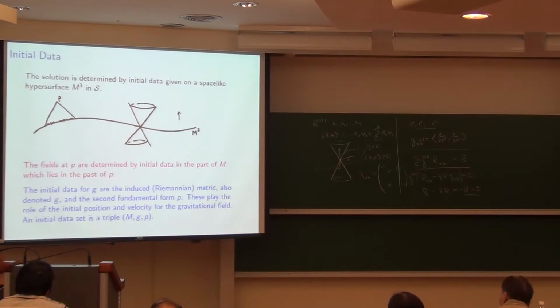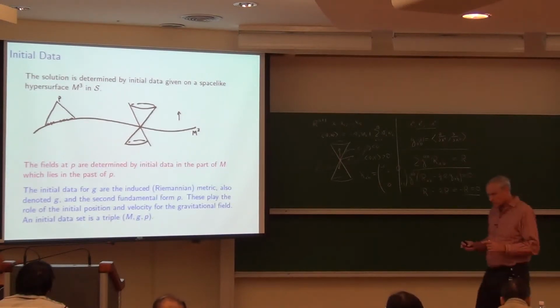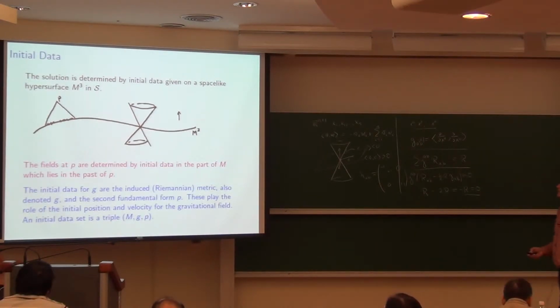a given Riemannian metric on M, on the initial manifold. And then the time derivative, the role of the time derivative is played by the second fundamental form, P. And so these play the role of the initial position and velocity.